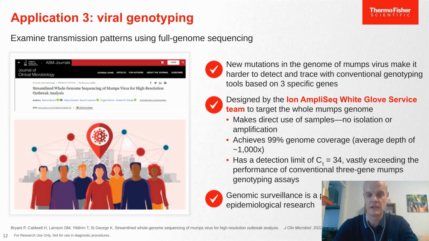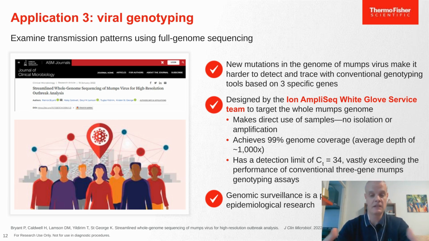The last example I wanted to give you. In this case, we want to examine the transmission pattern using full genome sequencing. So the design strategy here is different. We have a reference for the whole genome. We have references of all the strains that are within that particular species.